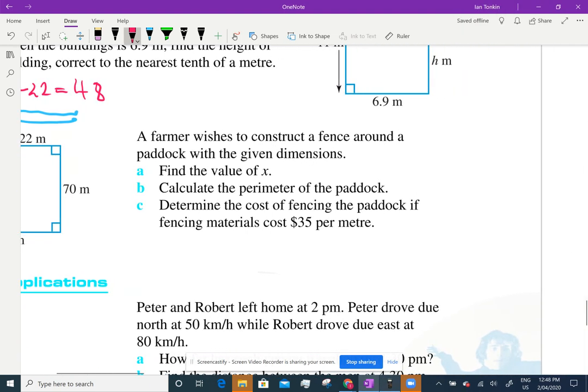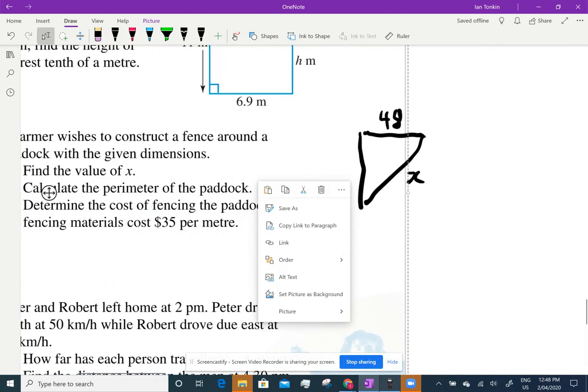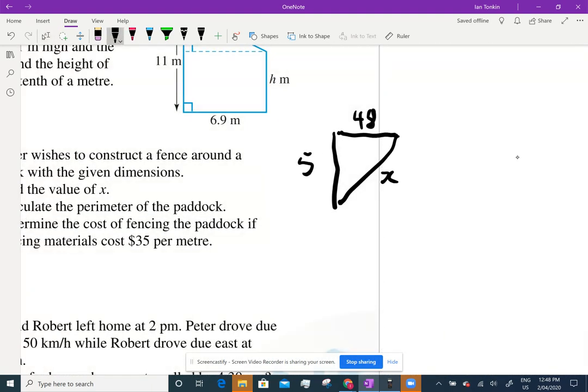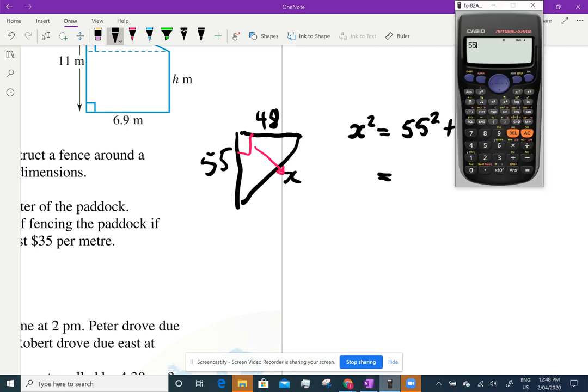So now I can find X because that triangle, which I'm going to redraw here, but you don't need to. There's my X. What was this again? 48. What was this again? I've forgotten already. 55. Now, the right angle is in there, so that's the hypotenuse. So X is going to be the longest. X squared equals 55 squared plus 48 squared. Again, calculator, 55 squared plus 48 squared.